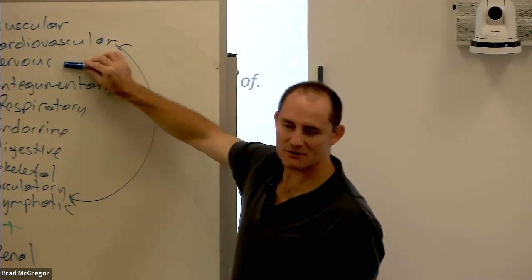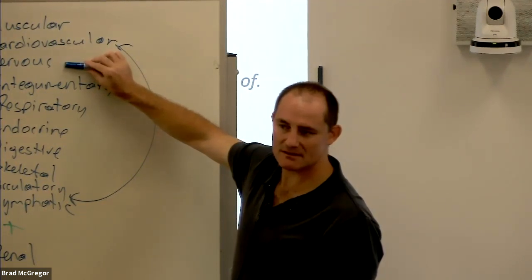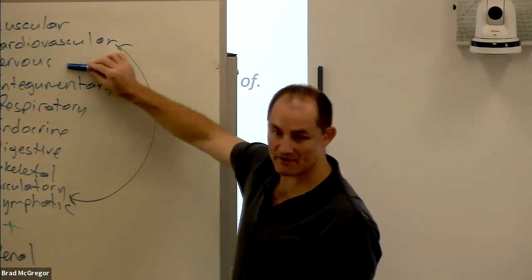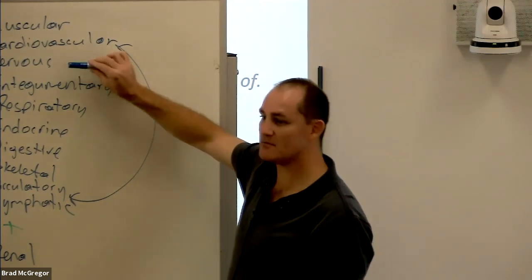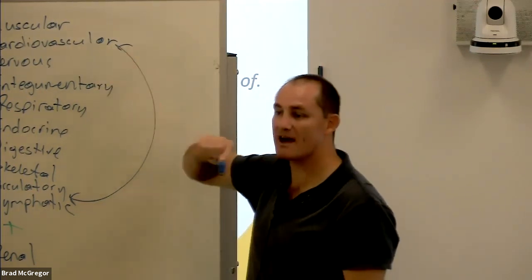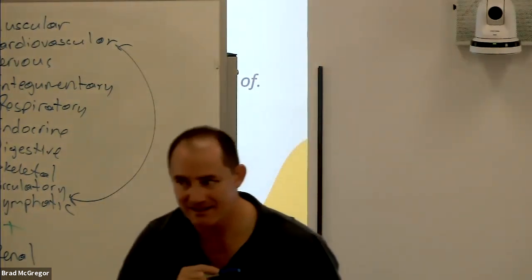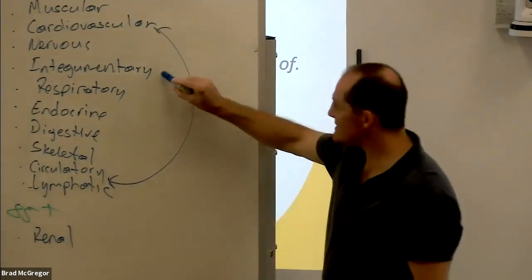Correct. Give me an example of two systems where that might take place. Yeah, nice. So a message might come in the form of an action potential from the central nervous system down the peripheral nervous system to a target muscle, organ or gland to activate it. Integumentary?